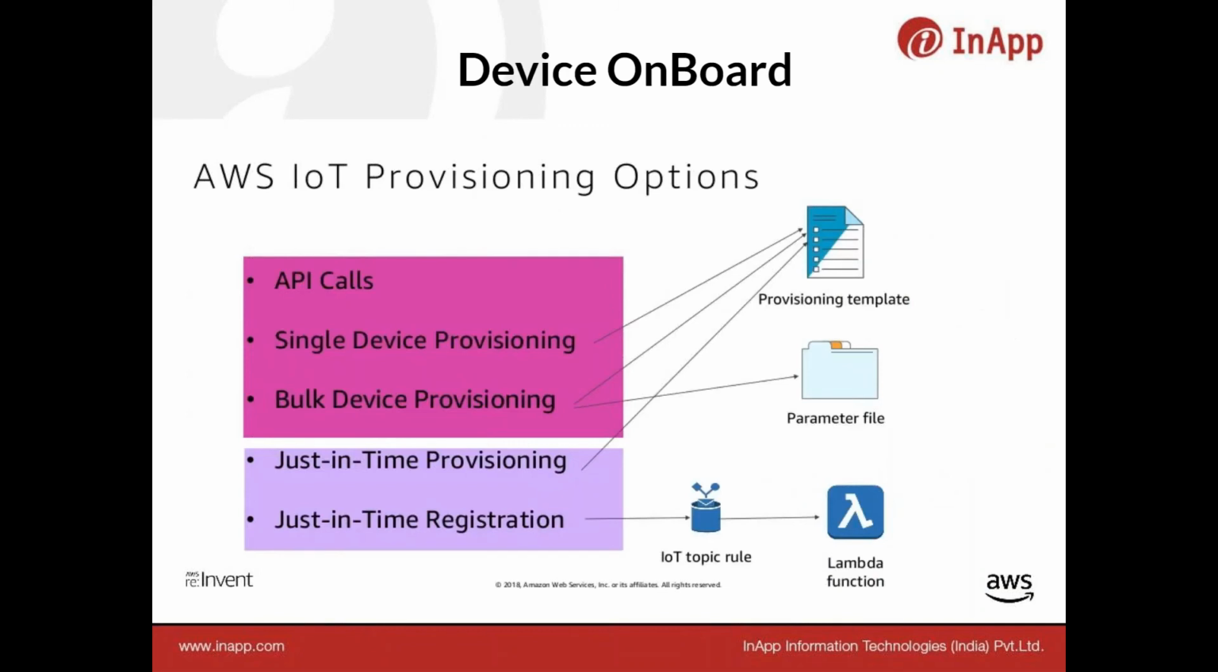When the device needs to be onboarded, there are multiple ways in AWS IoT to onboard a device, through API calls, or single device provisioning, or bulk device, or just-in-time provisioning. Just-in-time registration and provisioning means when the device first connects to the IoT, it will provision the things, and it will create the essential details in AWS.